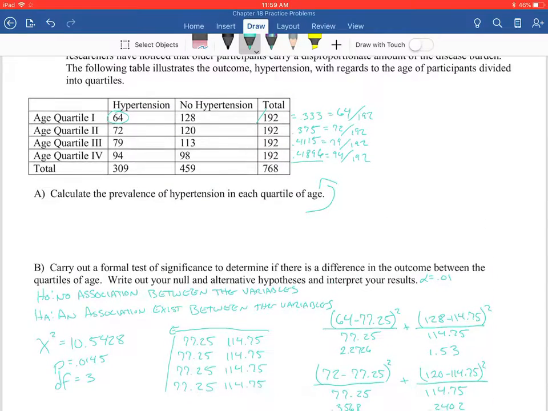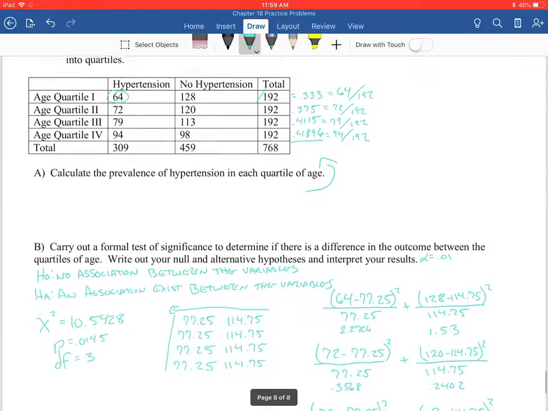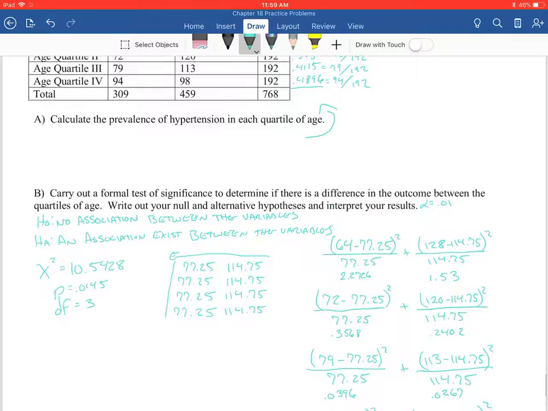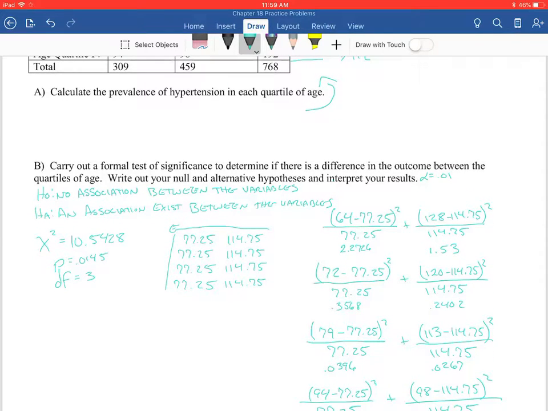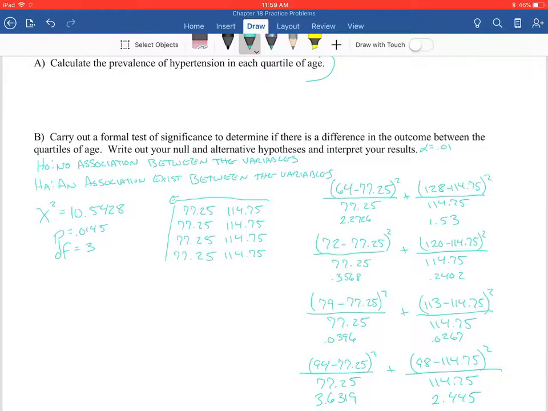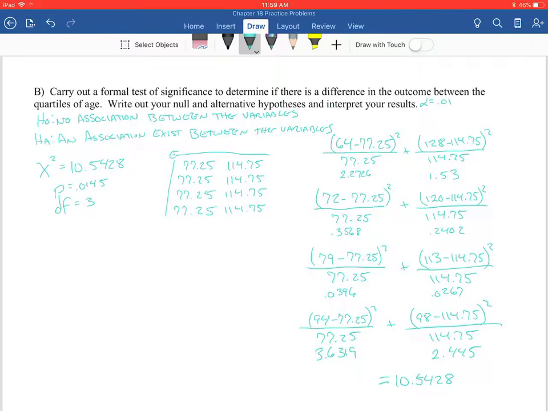So we're going to do our chi-squared formula here. Here's our expected values table. You can notice they're all the same because all our row totals are the same for each area. So these are going to be very similar. Here's the chi-squared math worked out for you. When you sum them all up, you're going to get a chi-squared value equal to 10.5428. So when we look at this, we have degrees of freedom 3.